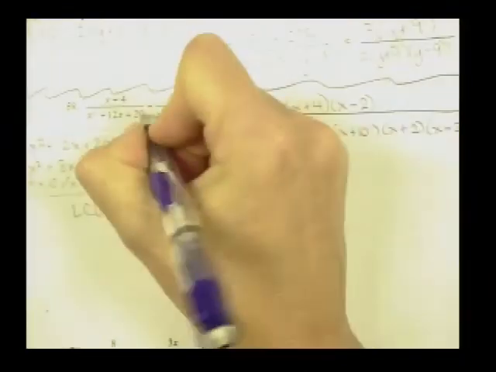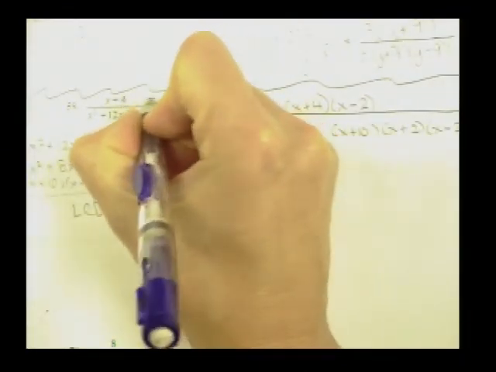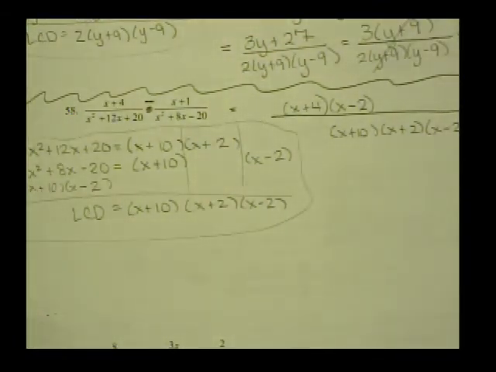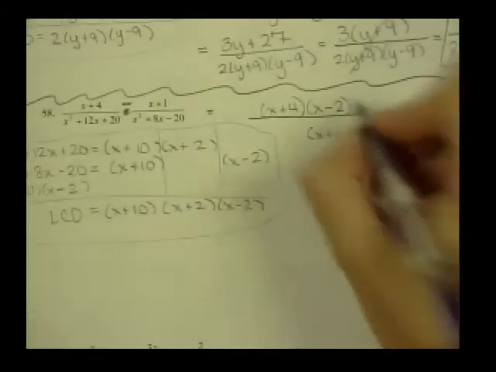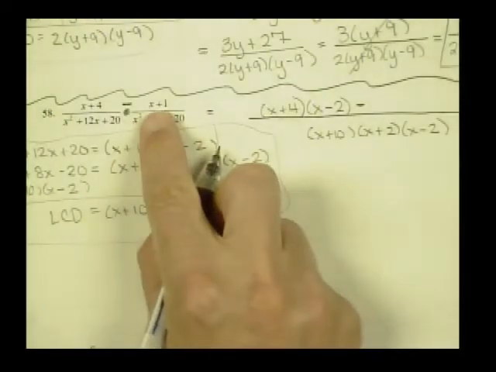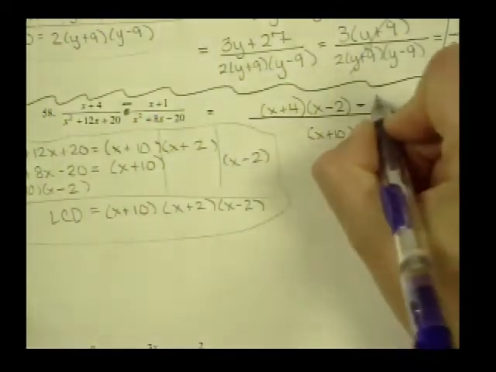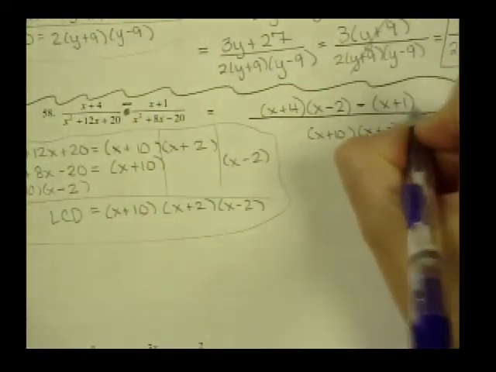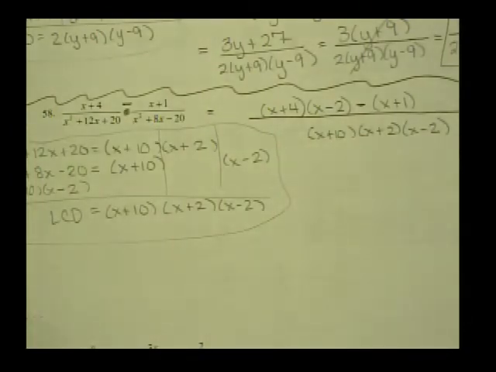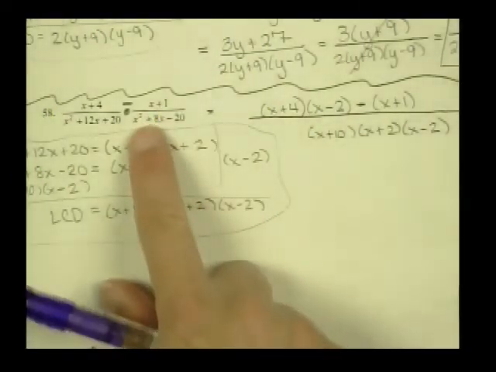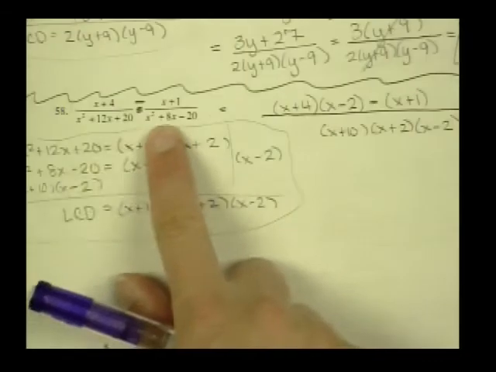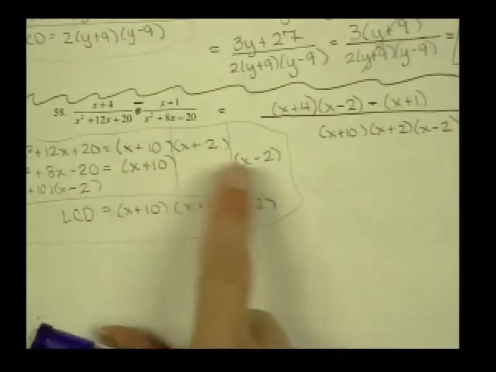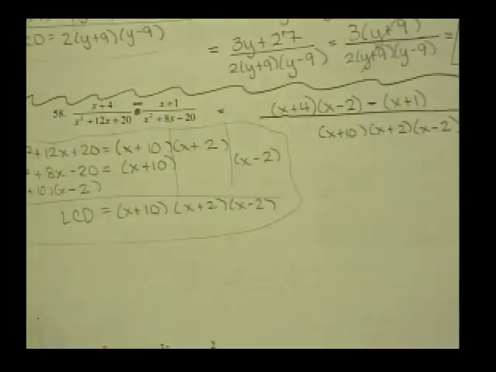I'm going to change this actually to be a minus sign in between because I think the one on group work has a minus. And then the same thing here. I might have to multiply top and bottom by something, so I'm going to put the x plus 1 in parentheses. And the x plus 1 was originally over x squared plus 8x minus 20, which factored as x plus 10 times x minus 2. So do we need to multiply top and bottom of that by anything? X plus 2.